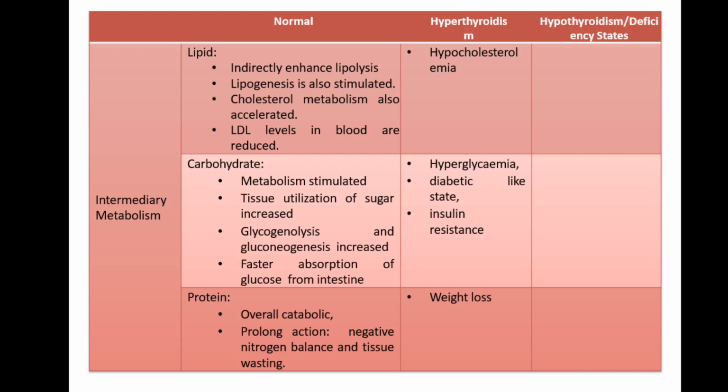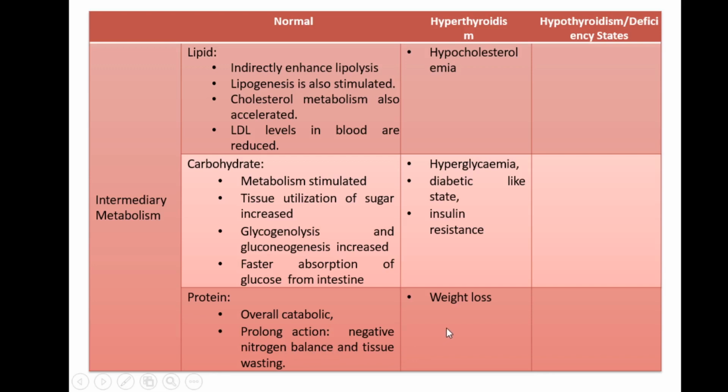They also have a role in protein metabolism. In protein, they mainly have the role of catabolism. In that, they carry out the breakdown of proteins. If their action remains prolonged, meaning in a case of hyperthyroidism where there is an increase in the T3 and T4 amount, it will cause much more catabolism of protein, and that will lead to negative nitrogen balance, as well as tissue wasting.